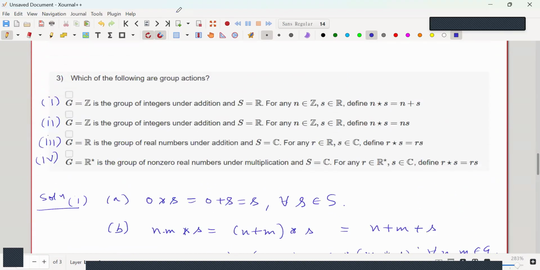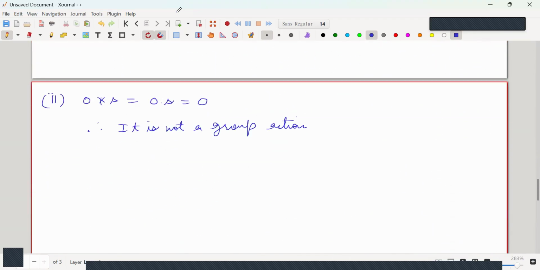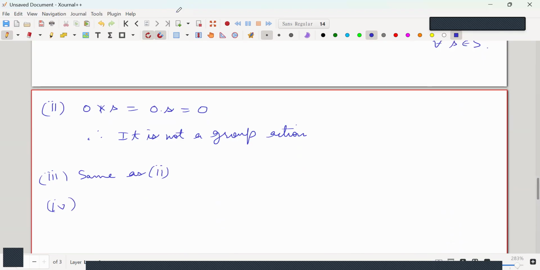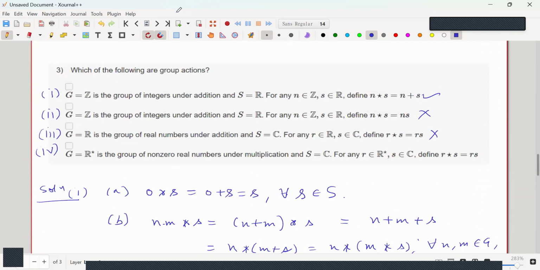So this is a group action, but this is not. What about the third one? This is not a group action either. The same reasoning can be used. So the third is the same as the second. What about the fourth? This is a group action.